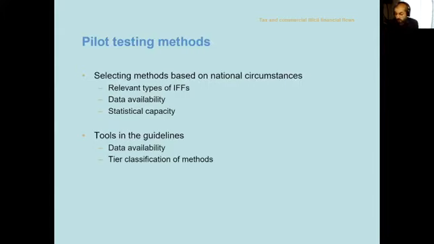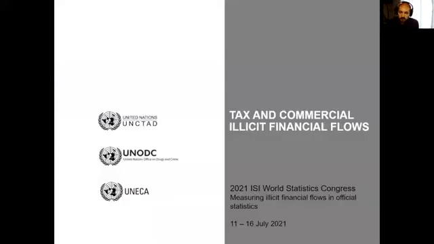It will be useful to have many countries test the measurement of IFFs that affect their economies. Estimating IFFs will not only provide clarity on the scope of the IFFs, but also help improve the quality of key macroeconomic statistics, such as the GDP. Now, UNCTAD and UNODC, jointly with the regional commissions, are supporting countries in the pilot testing.